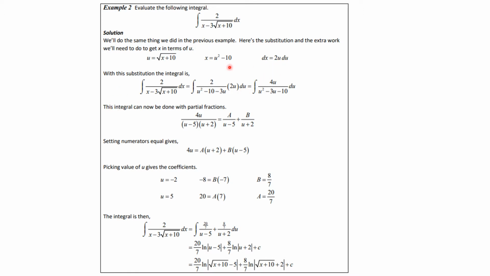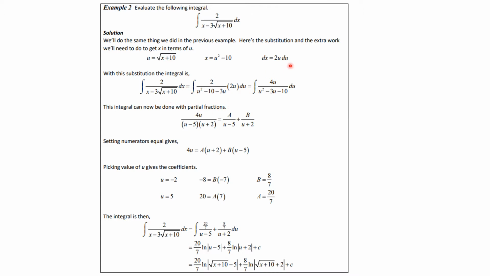Okay, so now we're going to make this substitution up here. 2 is 2. We just leave that alone. This is x, but x is u squared minus 10. So I get u squared minus 10 minus 3, but this is u.